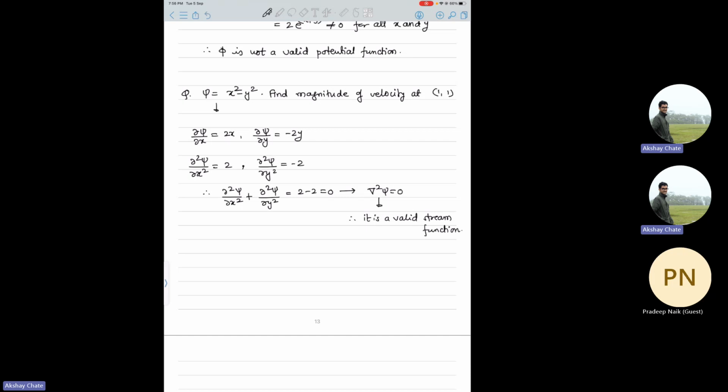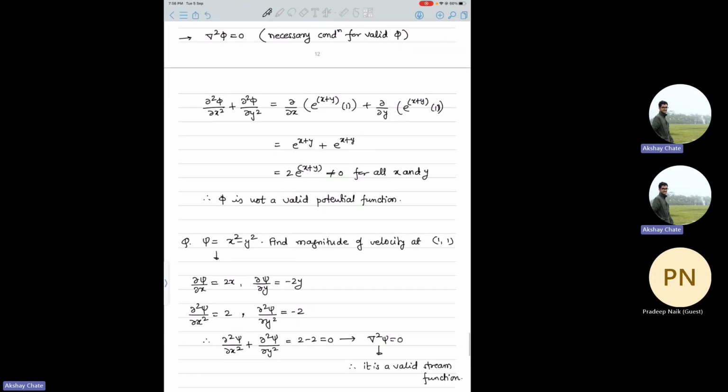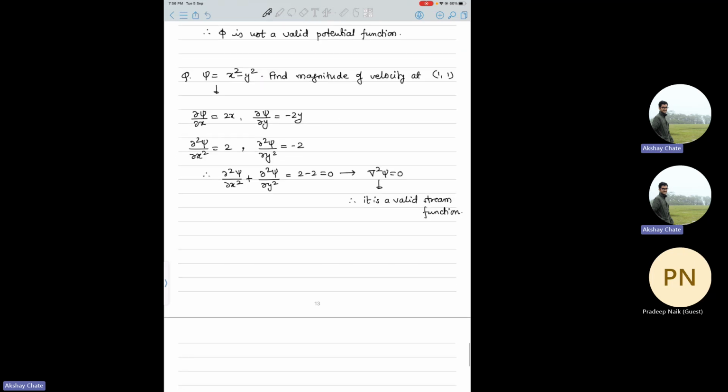If you don't do that and just start solving the question, sometimes they will catch you with tricky questions, like e to the power x plus y. Anyway, coming back to this question, they want the magnitude of velocity at the point (1, 1). We know that del psi by del x is v and del psi by del y is minus u.